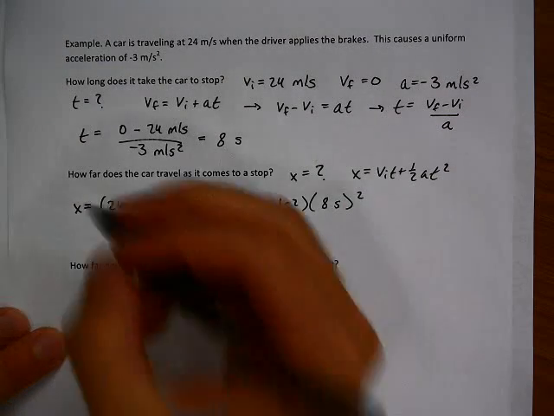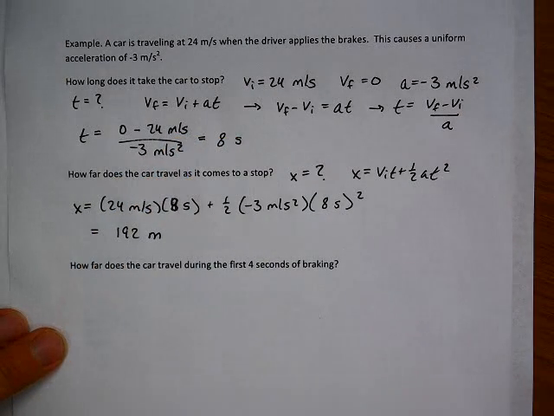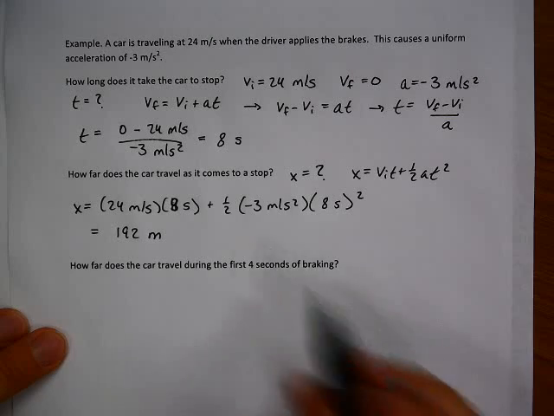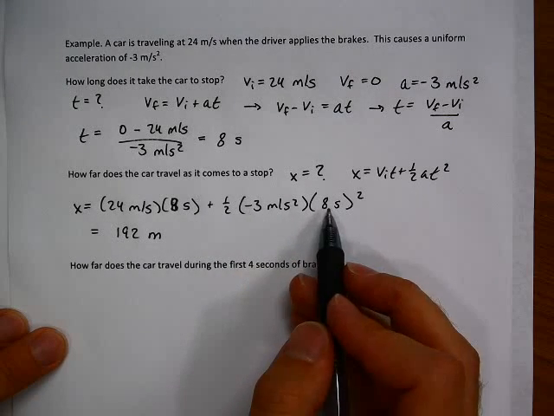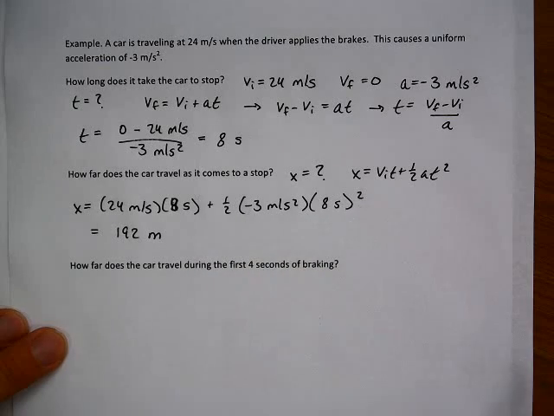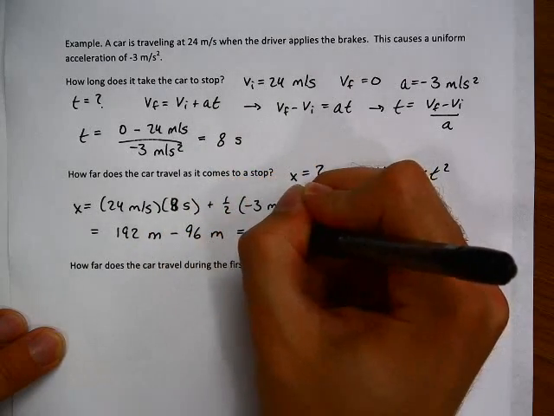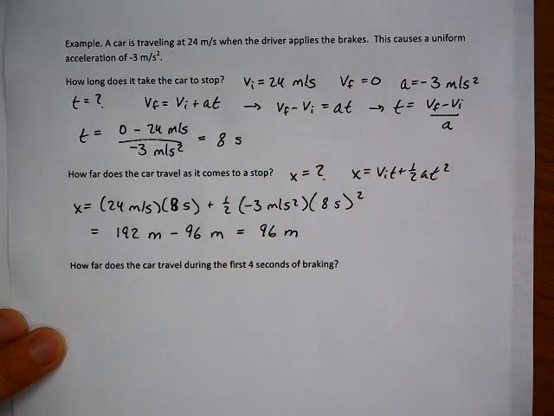24 times 8 is 192 meters. The last term will be subtracted. 1/2 times a -3 times a 64 is -96. This comes to 96 meters.